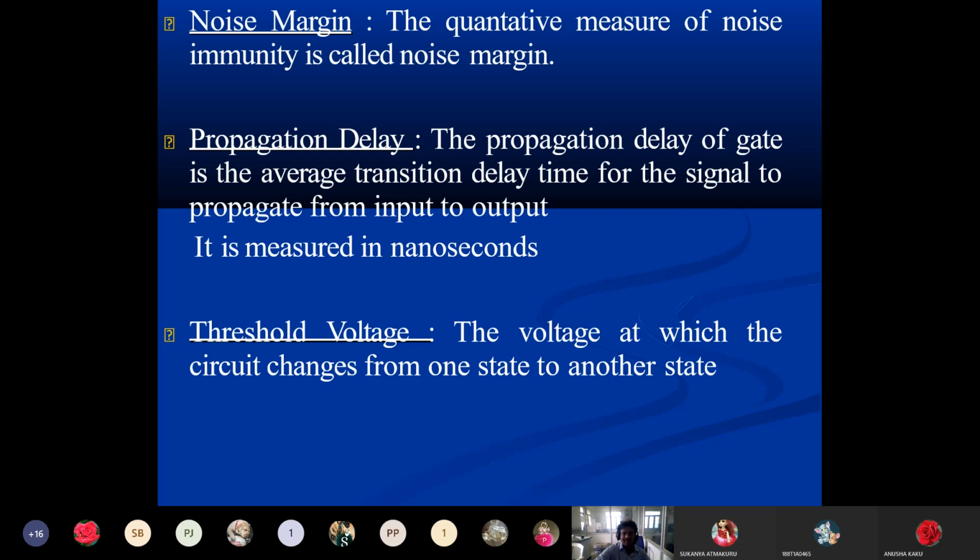So if we are setting a proper scaling in between the low level and the high level of noise, we can call it the noise margin. So next one, the propagation delay. The propagation delay of the gate is the average transition delay time for the signal to propagate from input to output. It is measured in nanoseconds.